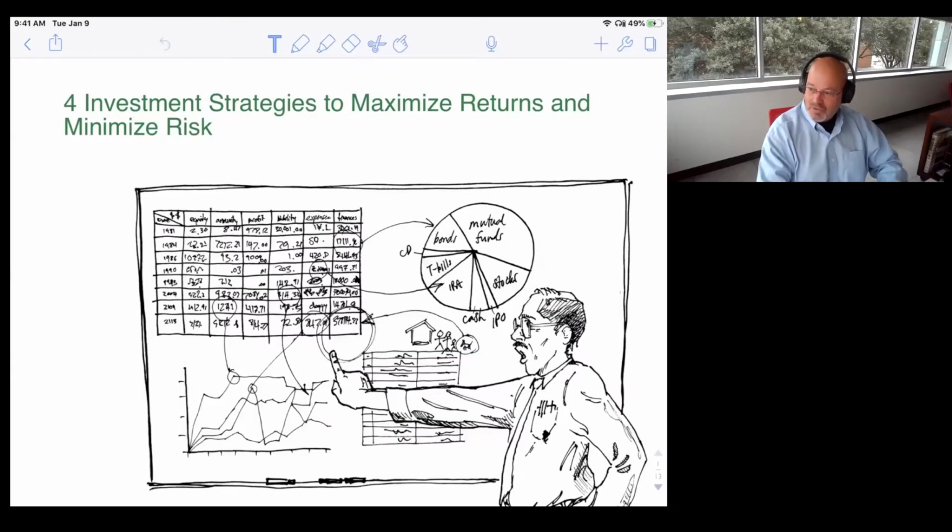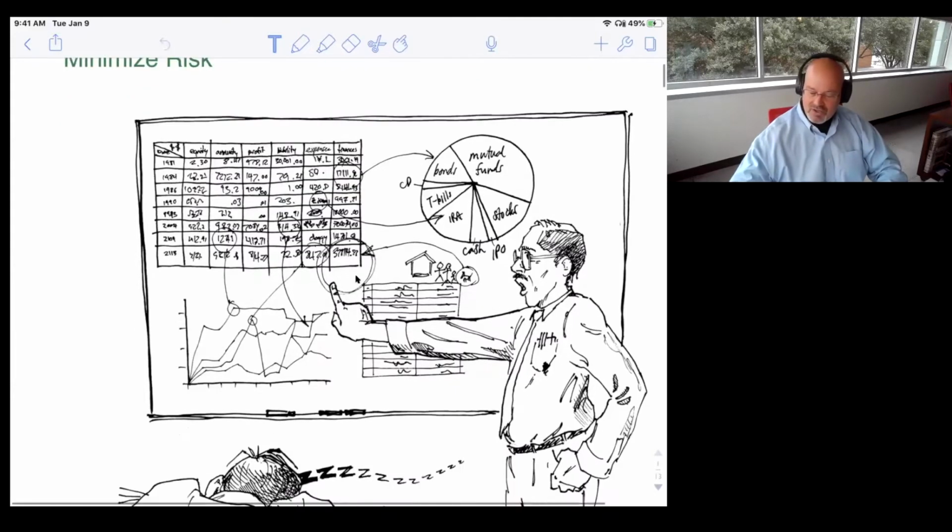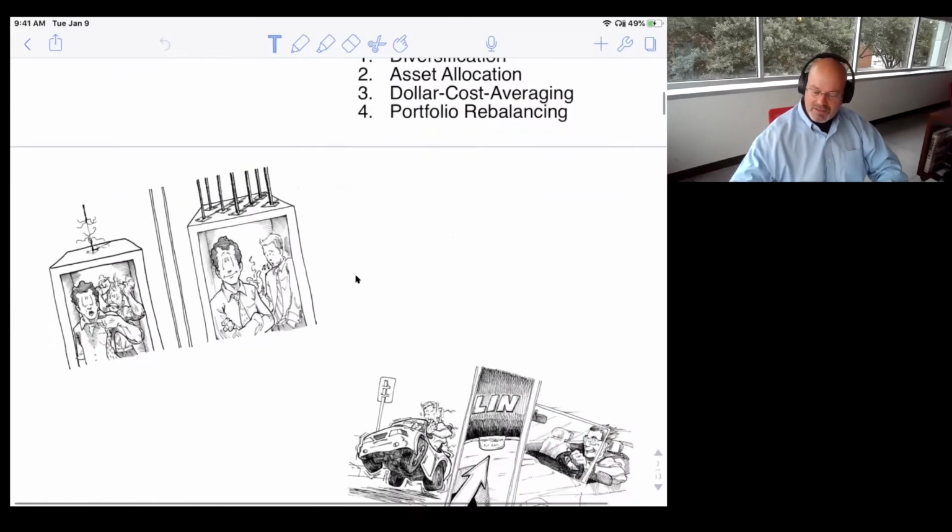Okay, you're welcome to chime in if you have a question as we go forward, but I do want to jump in and take advantage of this time to talk about 4 investment strategies that can help you maximize your return and minimize your risk. Again, the 4 strategies are diversification, asset allocation, dollar cost averaging, and portfolio rebalancing. So let's start with diversification.